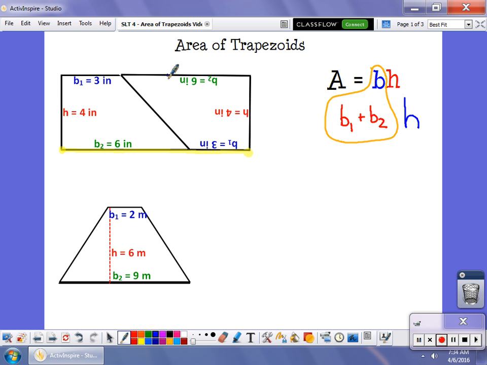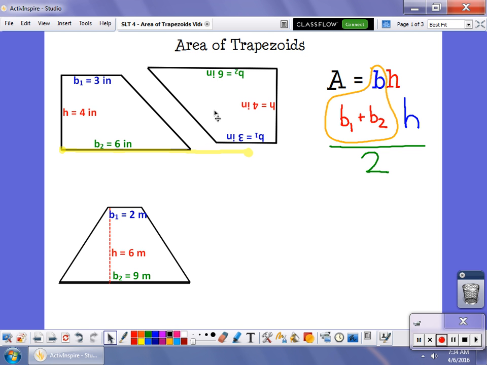Okay? But I don't want the whole rectangle. So what I need to do is divide that area by 2. Okay? Because I don't want the whole rectangle. I just want one of my trapezoids. So if I divide it by 2, that would give me the area for just this shape.